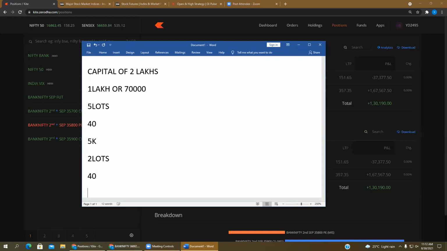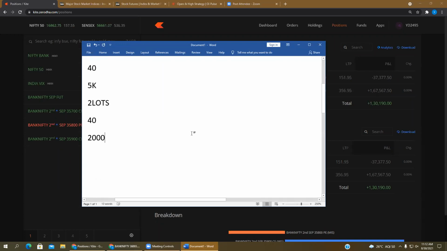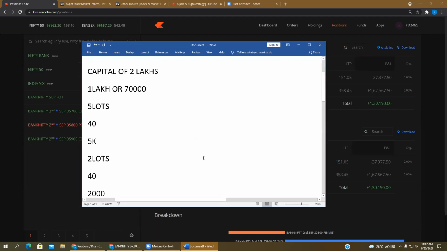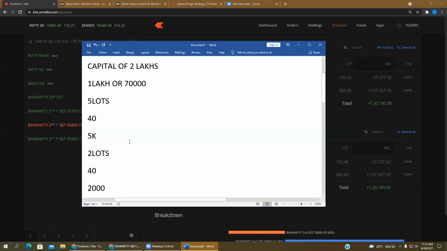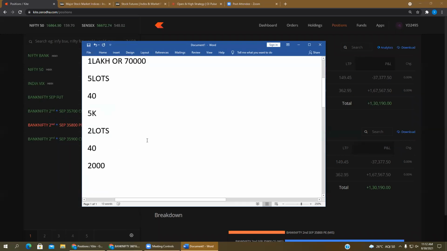800 rupees? 2,000 rupees, right? Sorry. Exactly. 2,000 rupees I lose. Still, I will have 3,000 rupees as my profit. The profit that I have, 5,000, out of that, still I will have 3,000 rupees left. So this is what I should be targeting.